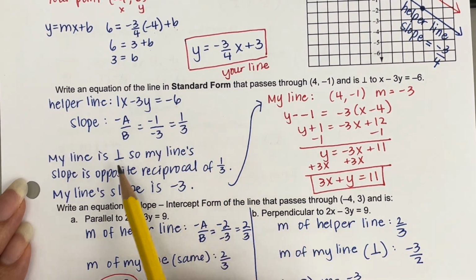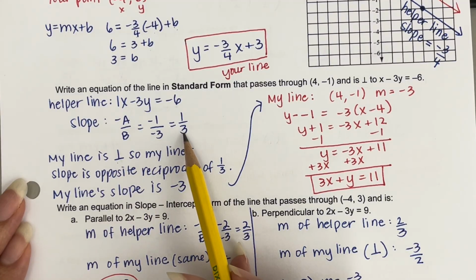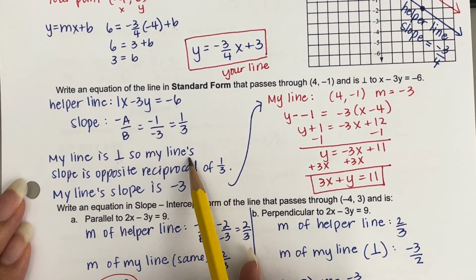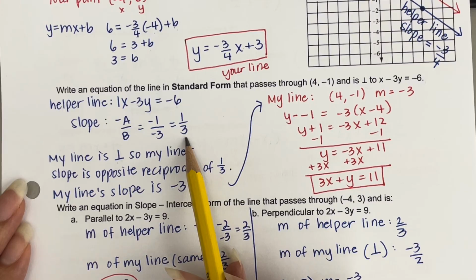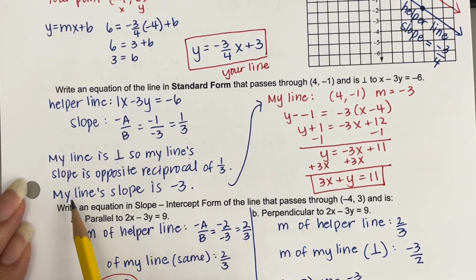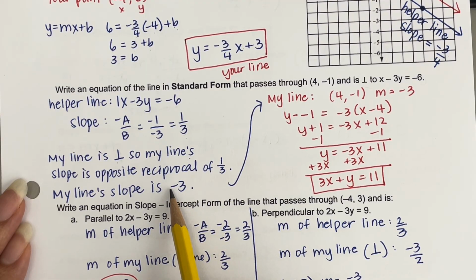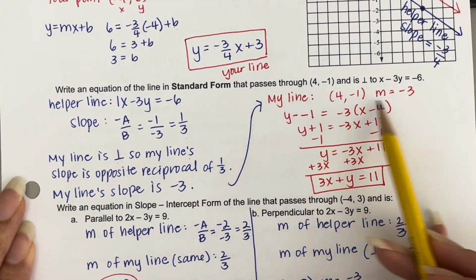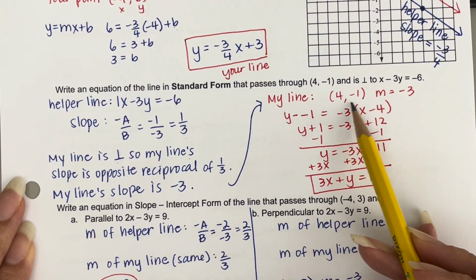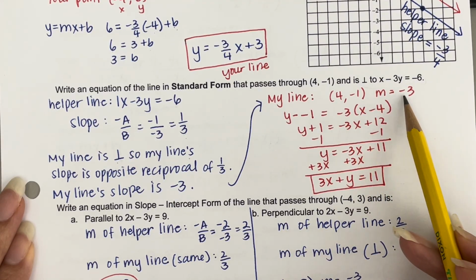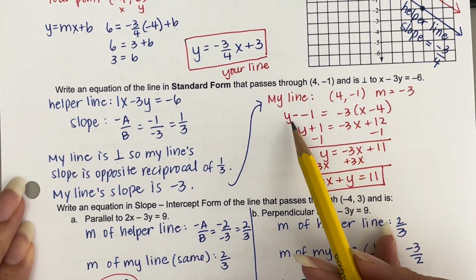But my line is actually perpendicular to this. So my line's slope is going to be the opposite reciprocal of 1/3. So that means my line's slope is negative 3. So opposite because this is positive, so mine is negative. And then 1/3 flips to become 3. So now the information for my line is my point is 4, -1. My slope is -3. I'm going to choose to use point slope form.